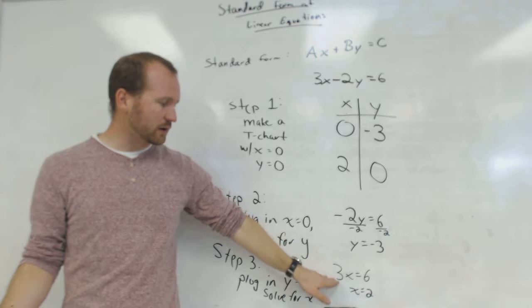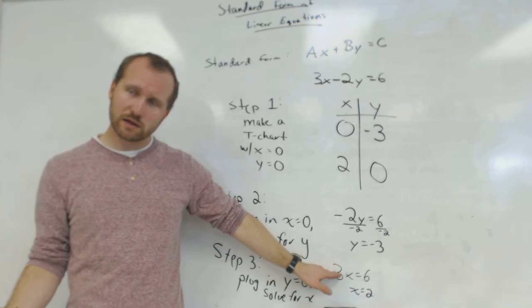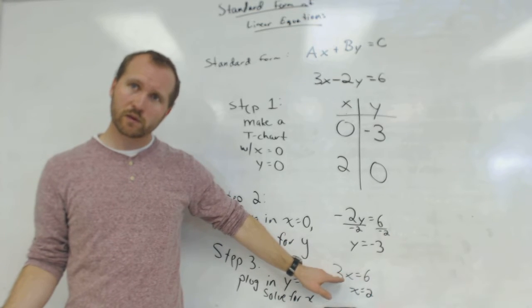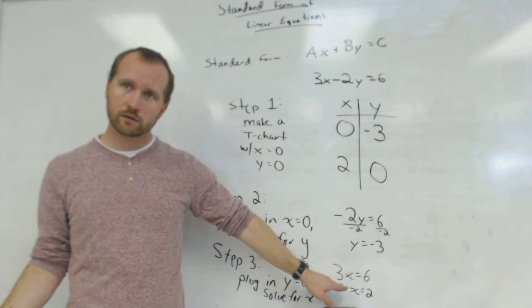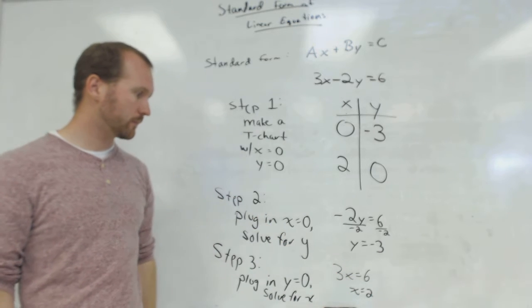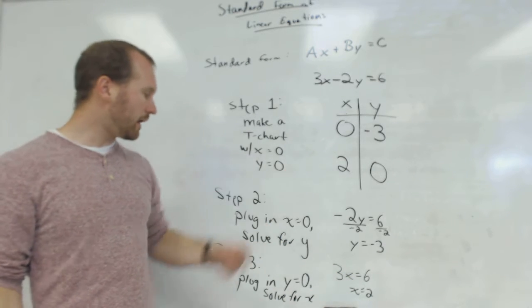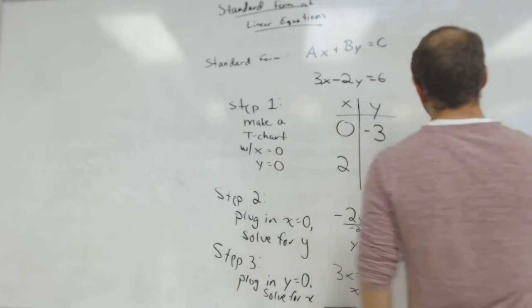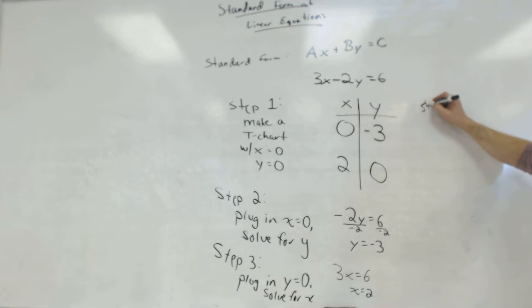And how did we get from here to here? What did we do to solve for x? Divide by 3. Now, I'm ready to graph. Step 4, plot your points.